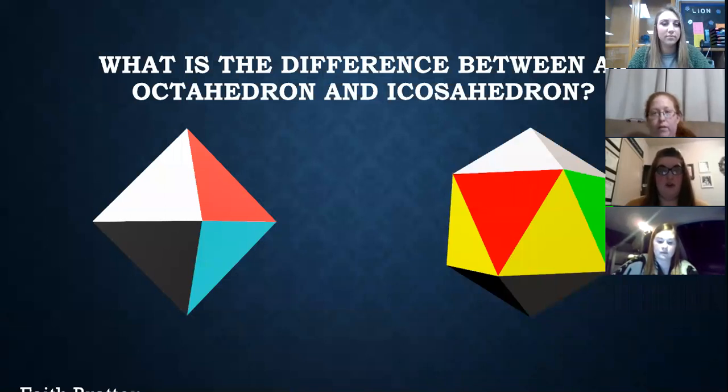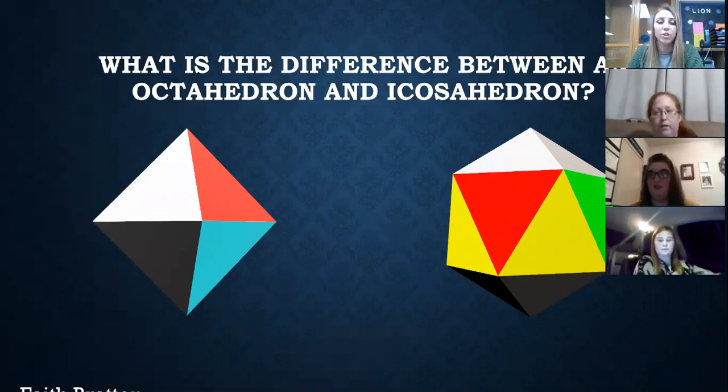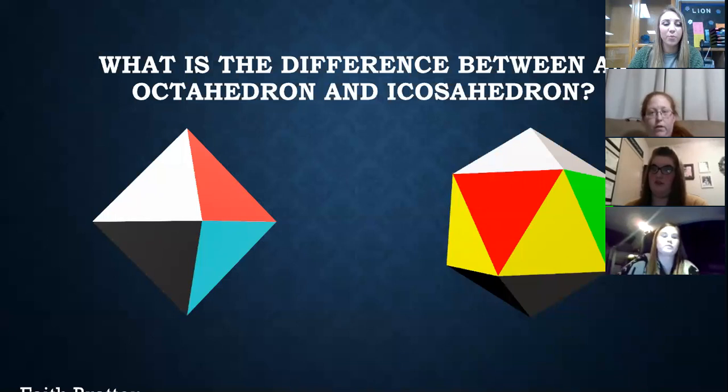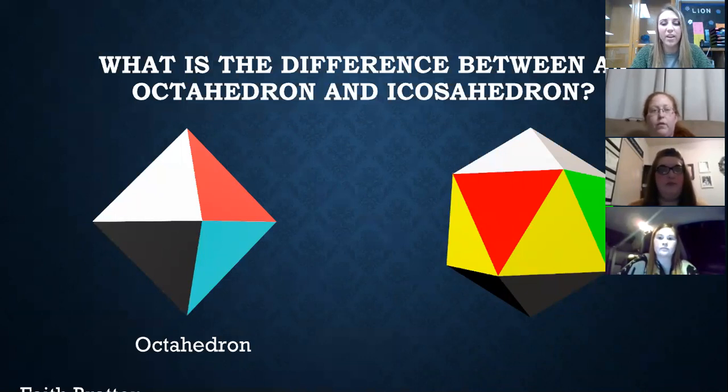All right, so Faith, what is the difference between an octahedron and an icosahedron? Okay, first we're going to tell which one's which. To the left, we're going to see that that is an octahedron. First off, we know that octahedrons are an 8-face figure with 12 edges and 6 vertices. The figure looks like 2 triangles put together and their bases are attached, kind of like a diamond.